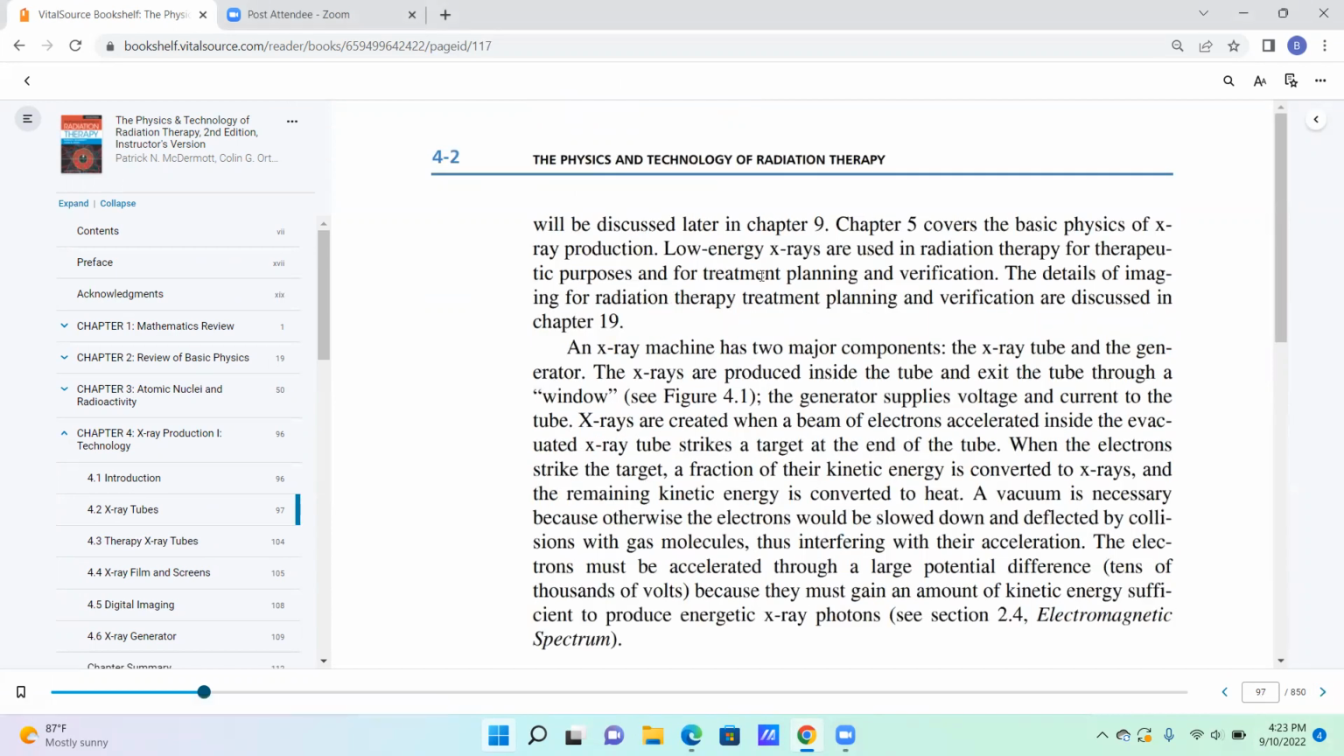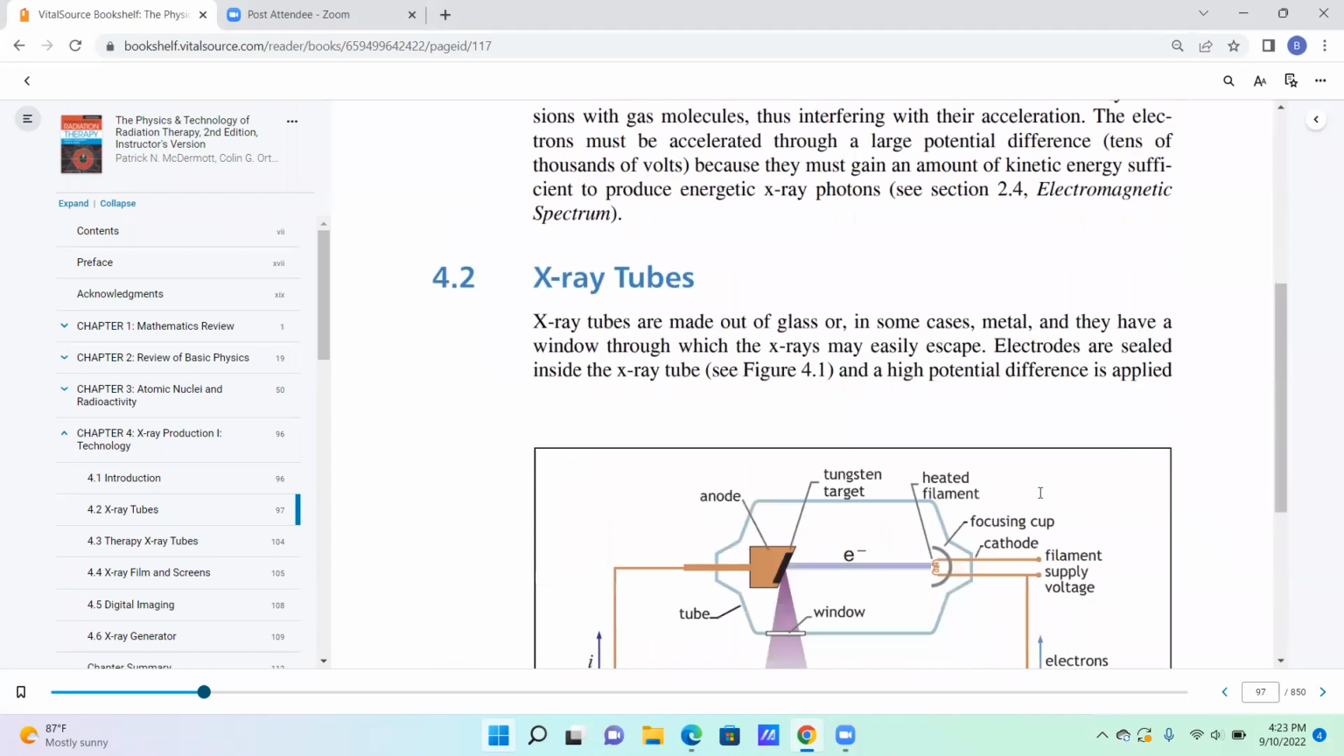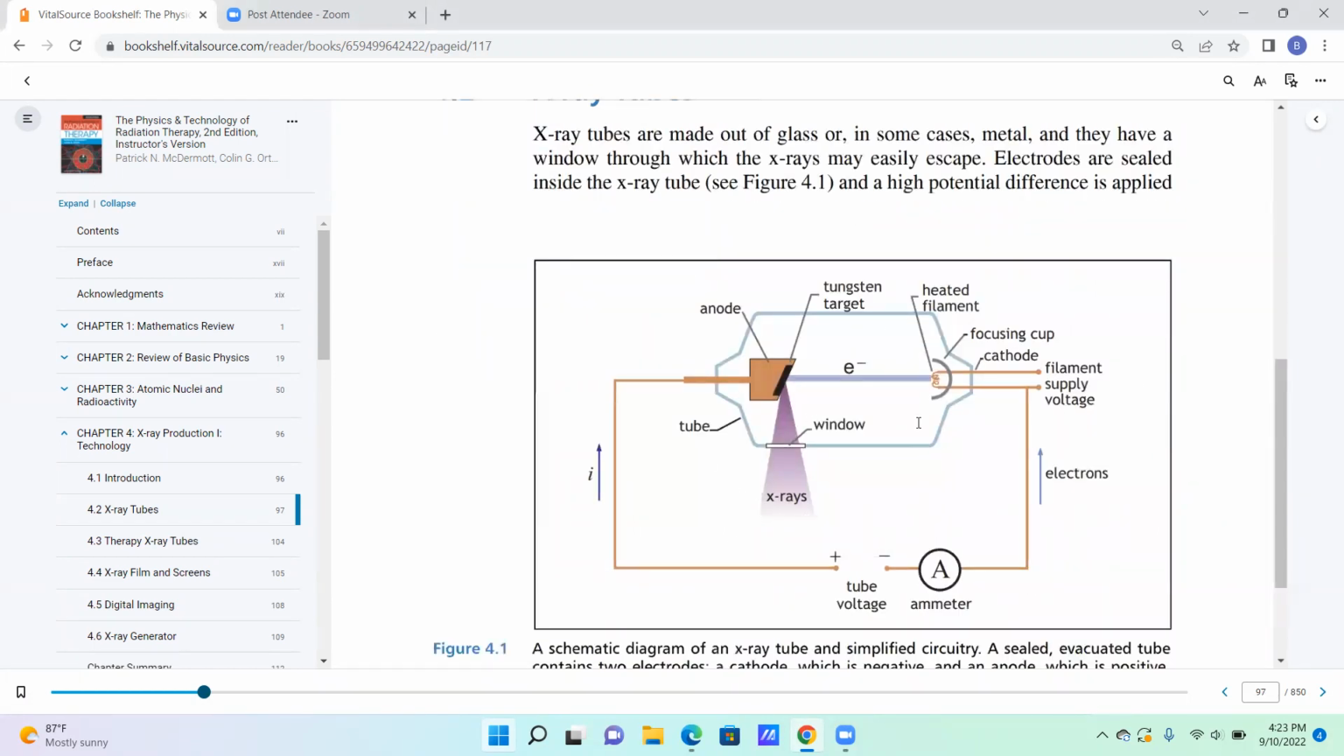If we're looking at the low energy X-rays in an X-ray machine, we've got two major components. We've got the X-ray tube and the generator. And the X-rays are produced inside the tube and exit through the window. Now we'll see a little bit more about this here. We've got basically our X-ray tube here. We have a current that is flowing here in order for us to be able to get electrons boiling off of this particular filament. This running through here is going to be called the cathode.